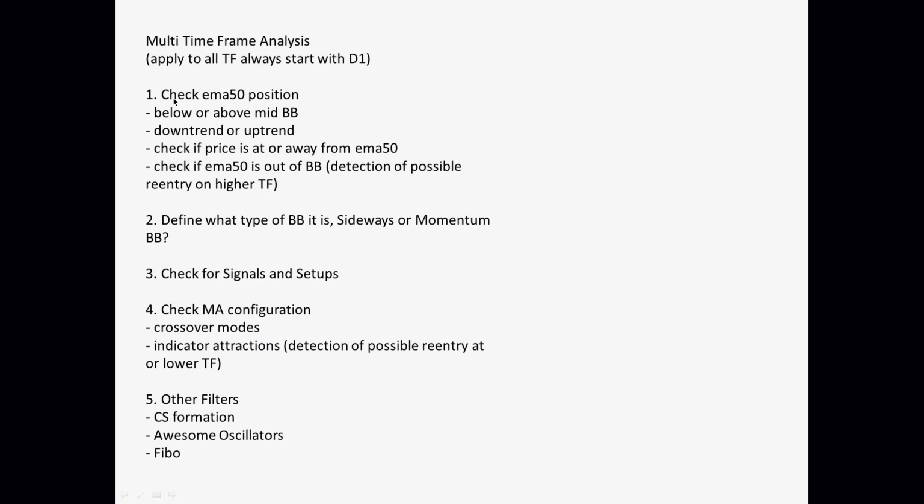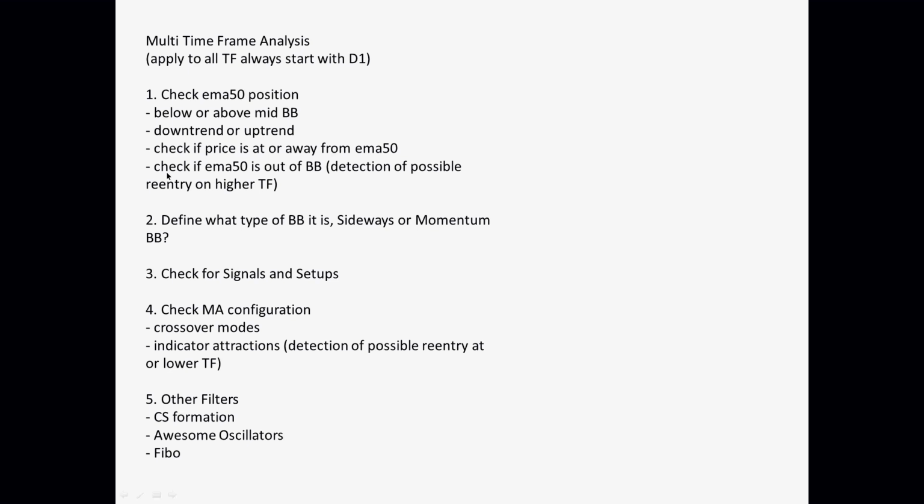Okay, so the first one is you check the MO50 position, whether it's below or above MBB, because this will dictate if it's downtrend or uptrend. And then the next thing you need to check is whether the price is at or away from MO50, because if it's at MO50, then obviously this is a re-entry in a higher time frame. But if it's away from MO50, then maybe there's a setup on a lower time frame. So instead of going all over the place, you'll be able to narrow down which time frame to look at next.